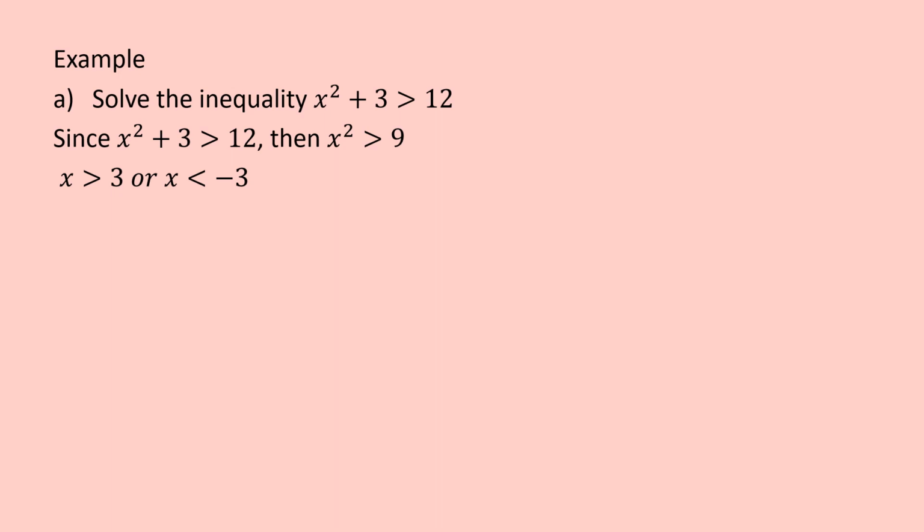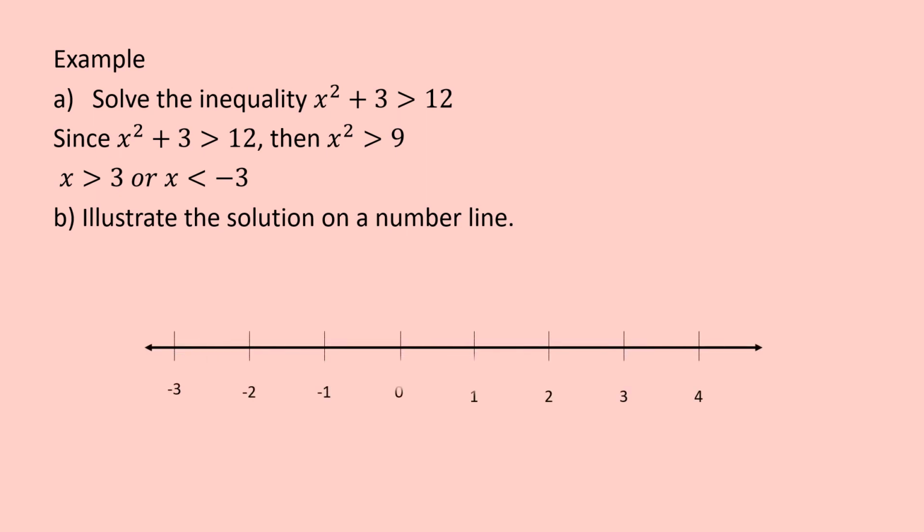So the solution is this. Part B, illustrate the solution on a number line. First you have to draw the number line, and we have to mark 3 and minus 3. Remember that the open bubbles show that 3 is not included in the solution. And look at the areas. That is how you have to illustrate the solution on the number line.